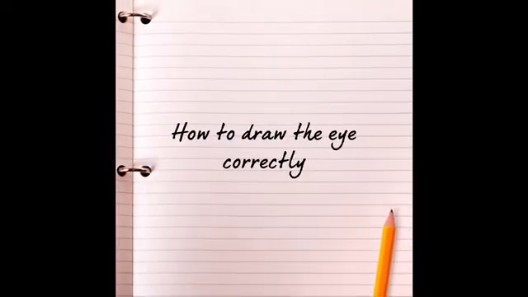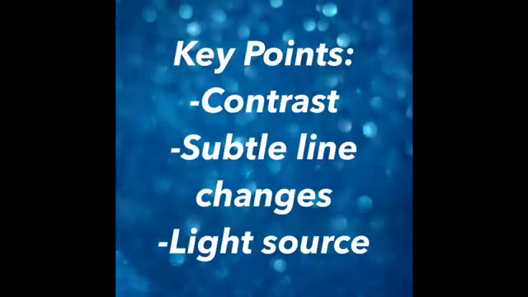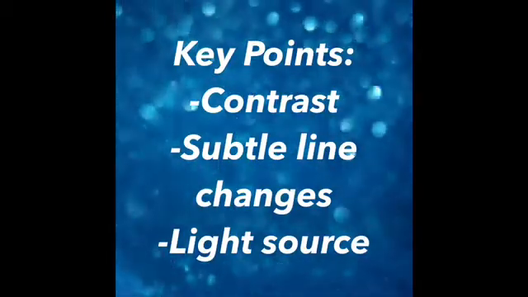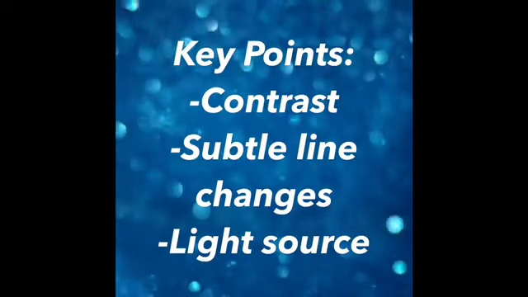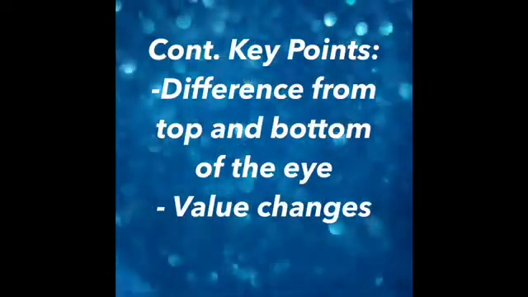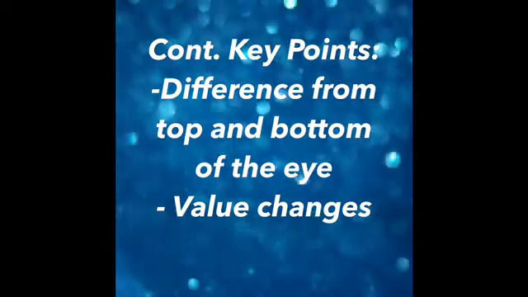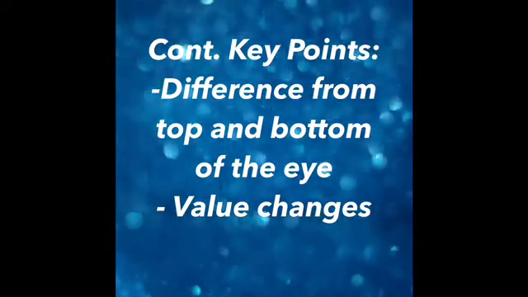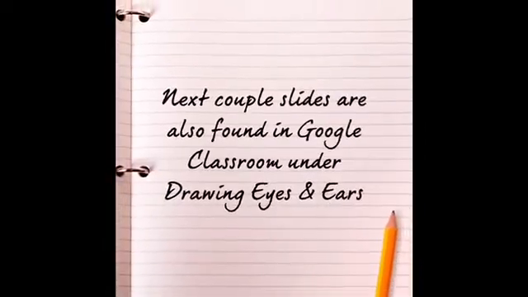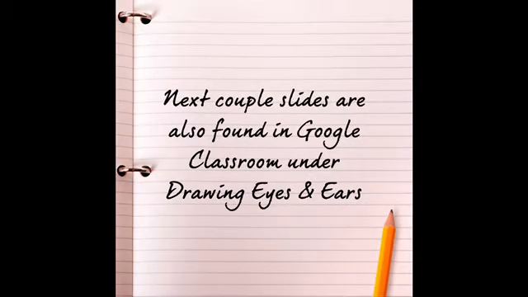How to draw the eye correctly. Now here are some key points. First thing is you want to make sure you have contrast, subtle line changes, and you want to know where that light source is coming from. Also, you want to make sure there's a difference from the top and bottom of the eye in value changes. The next couple of slides are also found in Google Classroom under drawing eyes and ears.